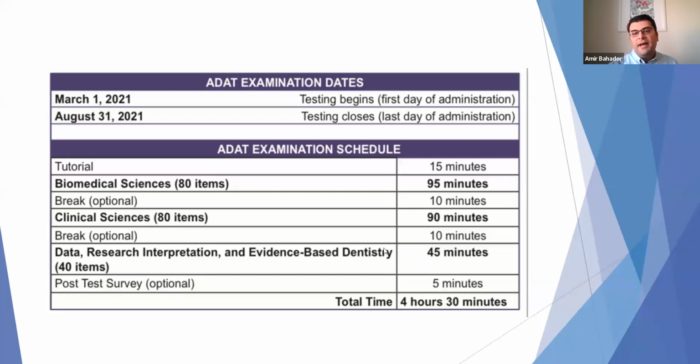Then again, you will have a 10-minute break, which is optional. You can skip it. And the last part of the exam, data research interpretation and evidence-based dentistry, is 45 minutes, which is enough for this part. And then you will have a 5-minute post-test survey, which is normal in this exam.